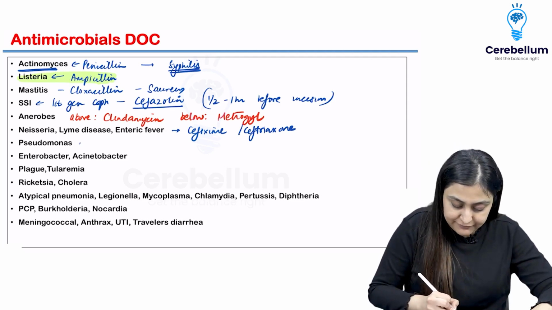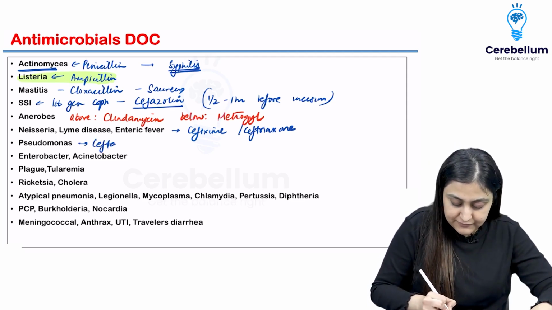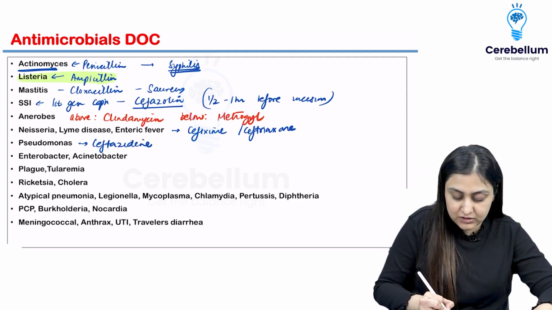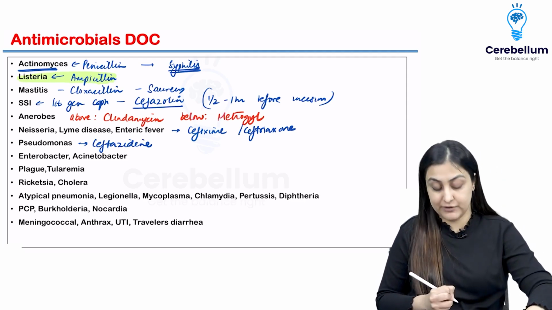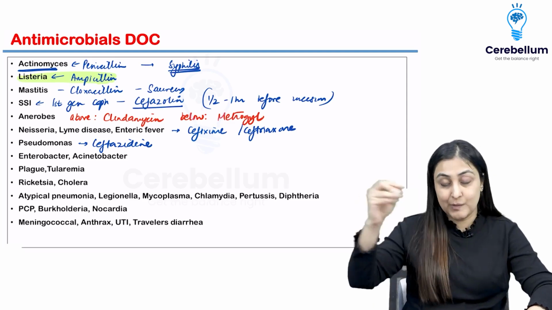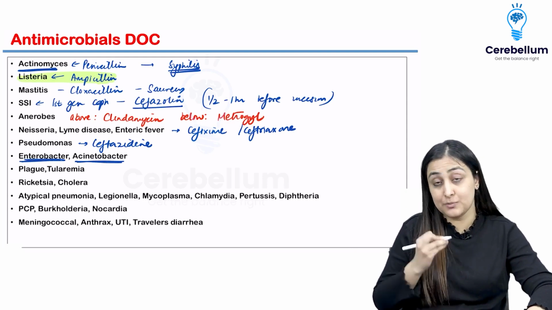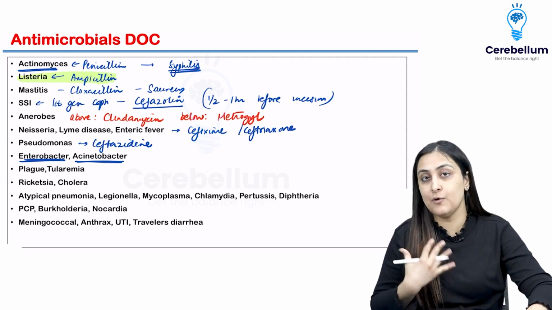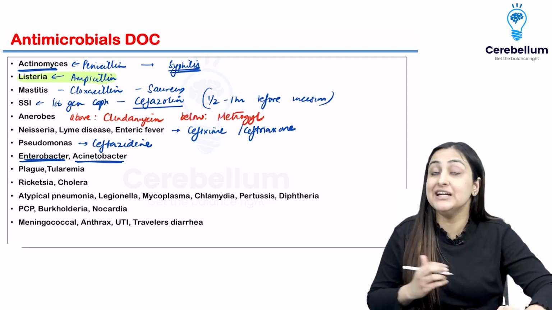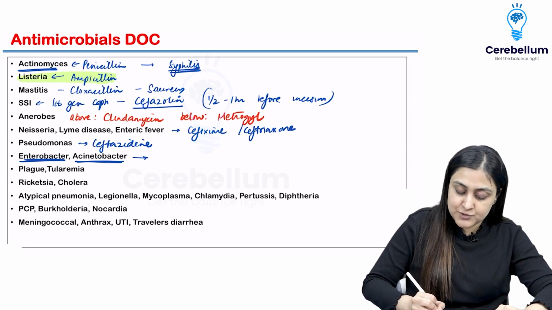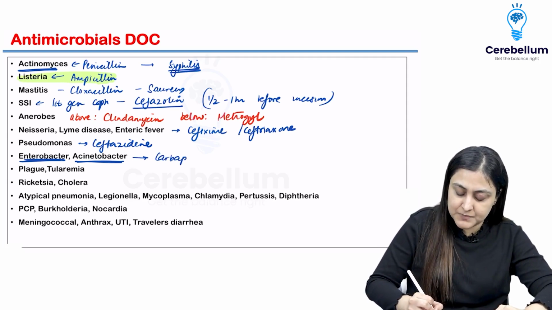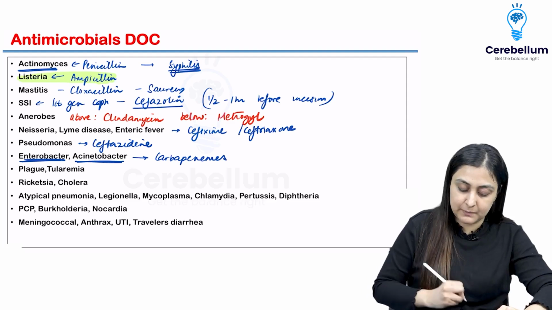Pseudomonas, it is ceftazidime. Very, very important. Ceftazidime is the drug of choice. So third generation cephalosporins are effective. Then we remember the very, very efficacious drugs. These are very bad bacteria. Enterobacter, Acinetobacter. In fact, Acinetobacter is now becoming the most common cause for ventilator associated pneumonia. So we are gonna need carbapenems, right? So we have carbapenems coming here.